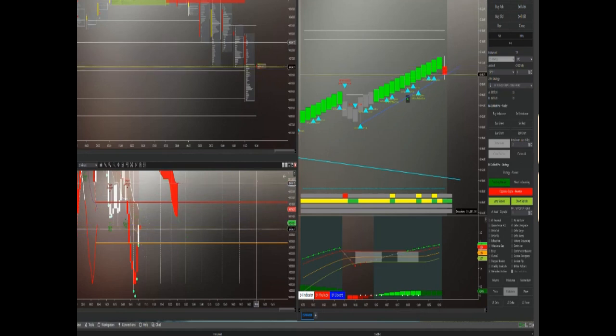The market. Lines up with the Senkou Span B. Not sure we're going to make it that high.